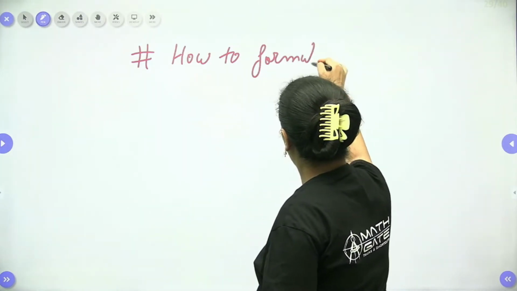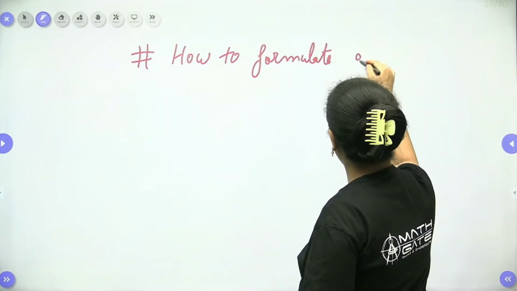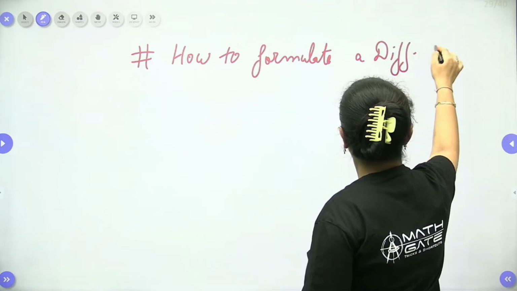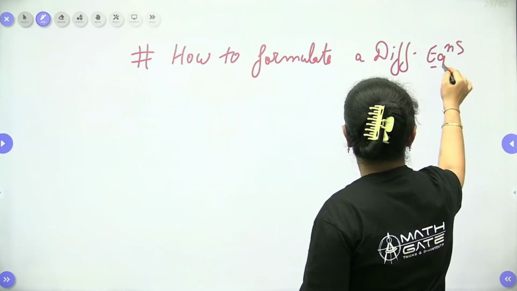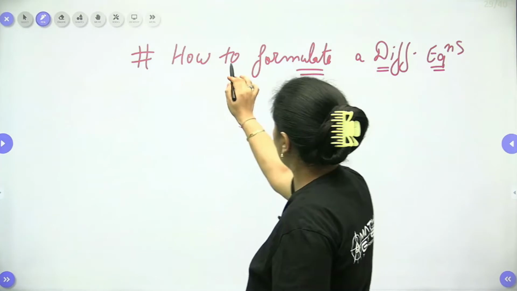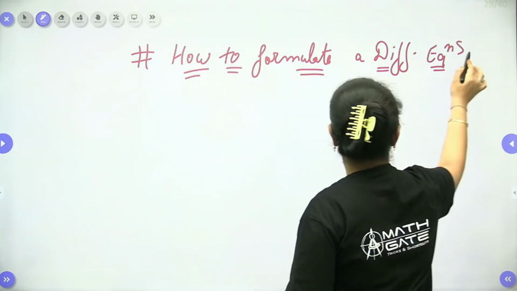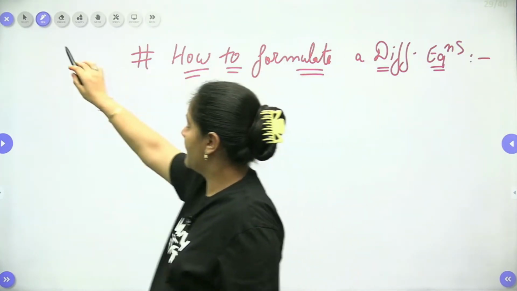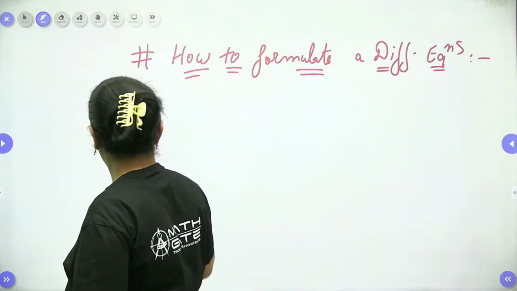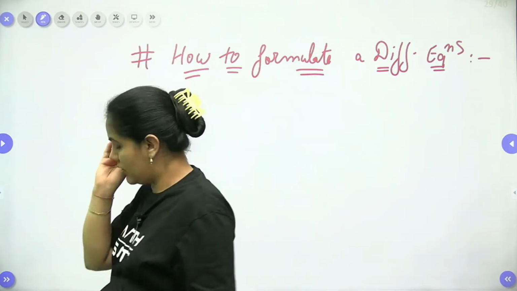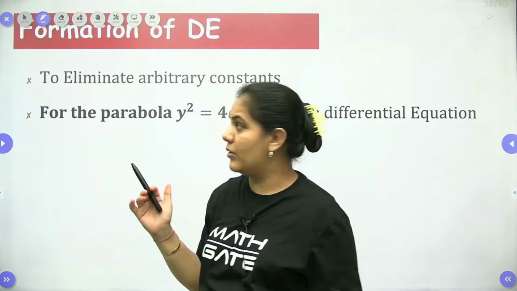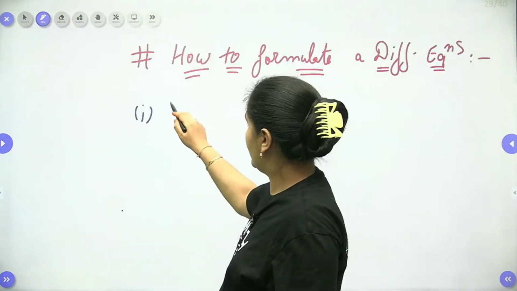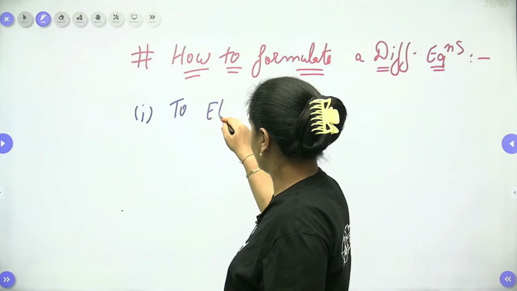How to formulate or how to make a differential equation. The first step you should know about how to formulate a differential equation is to eliminate the arbitrary constant.